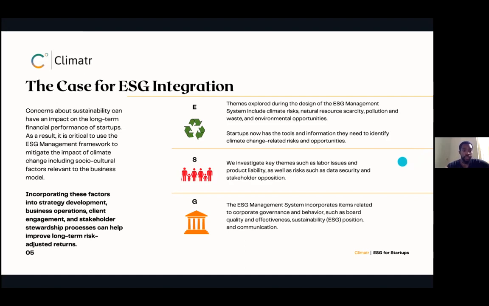So as a result, it's critical for us to use an ESG management framework to help mitigate those impacts, which also includes social and cultural factors that are relevant to the business model. Incorporating all these factors into strategy development, business operations and the likes can help businesses improve their long-term risk-adjusted returns as well. So let's take a deeper dive into why it's important that we consider ESG integration for our businesses.